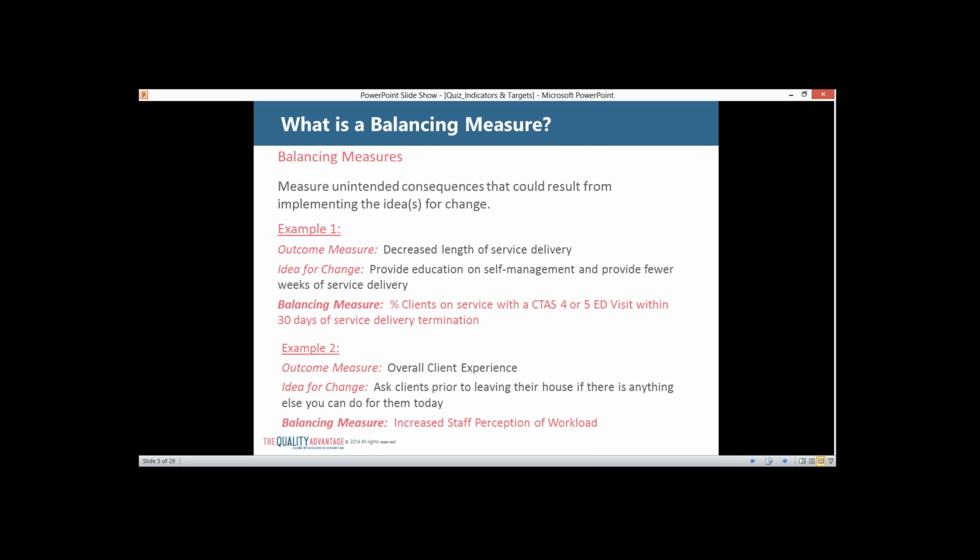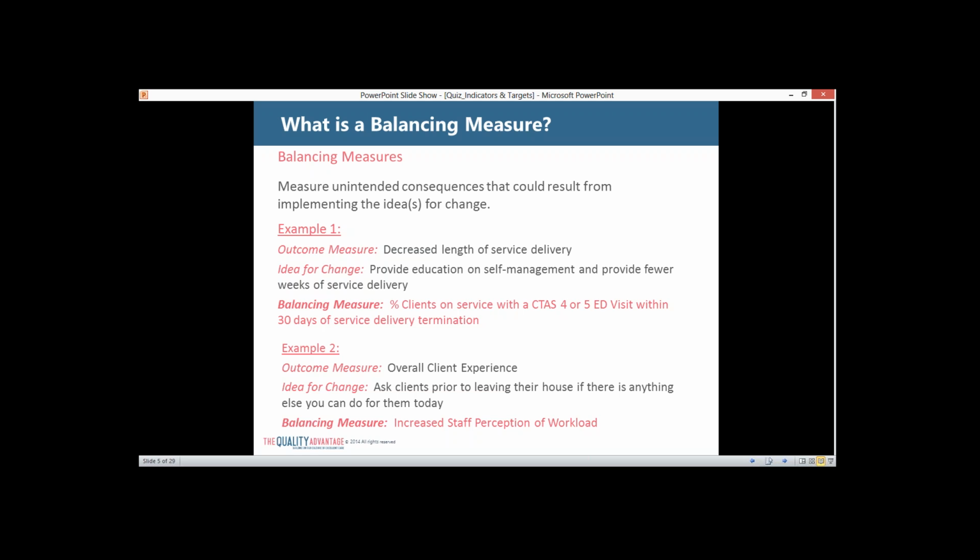So the idea for change might be that if we teach clients self-management, then staff would have to spend less time out in the field providing service. So the idea for change is education on self-management and then cutting back on weeks of service delivery. A balancing measure for that might be the percentage of clients on service who end up having an emergency department visit within 30 days of termination of service delivery.